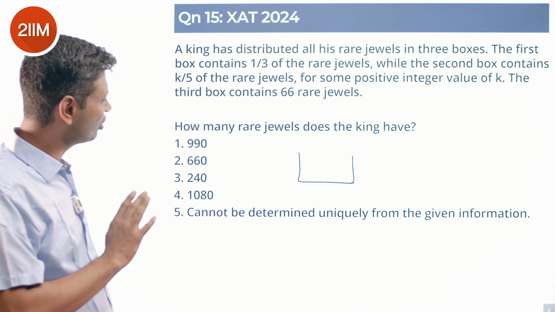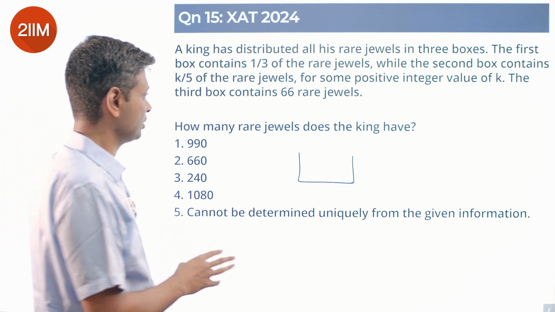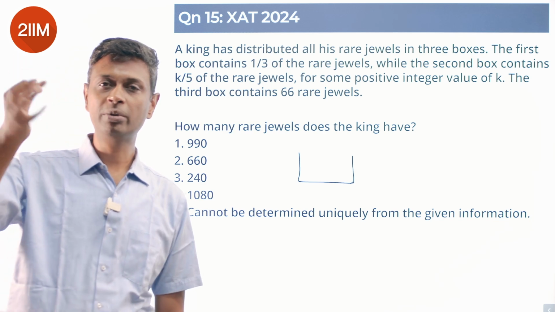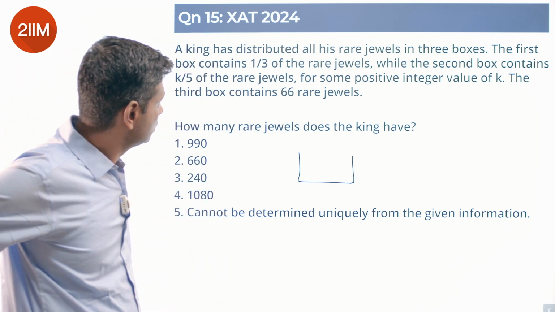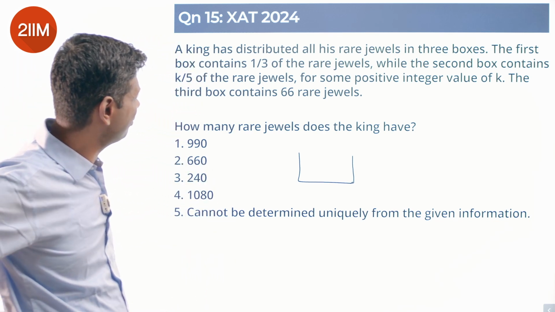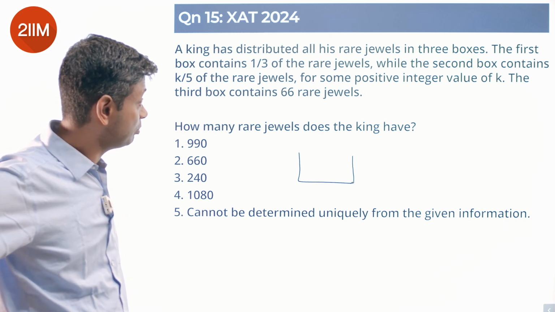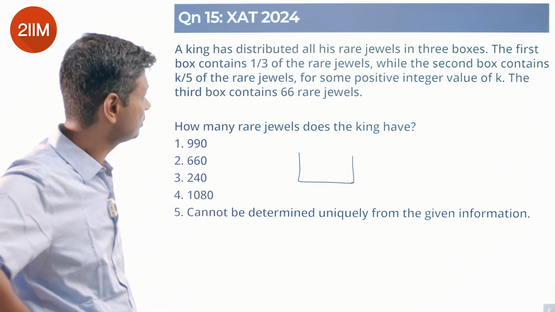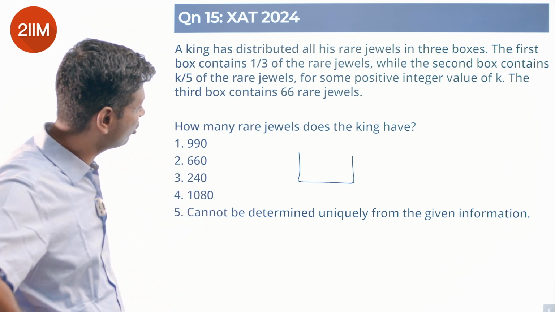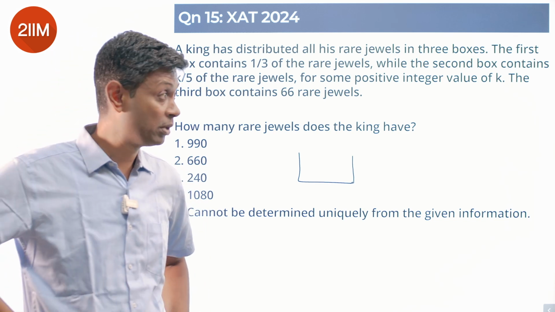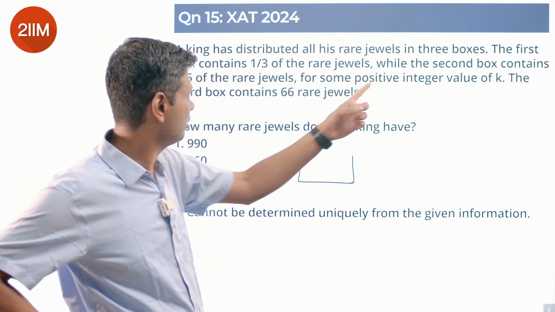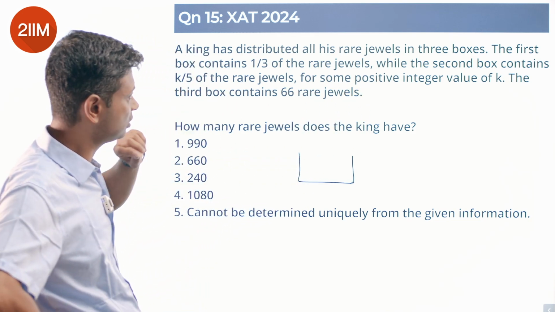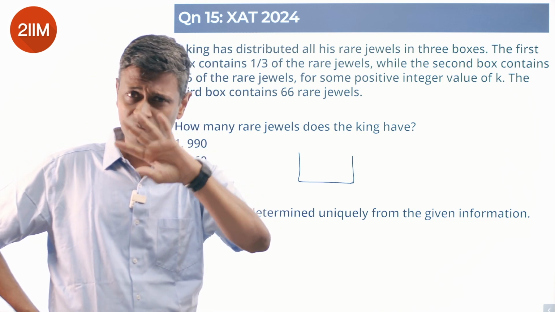The third box contains 66 rare jewels. The first box has 1/3 of the rare jewels, so the number of rare jewels should be a multiple of 3. The second box contains k by 5 of the rare jewels for some positive integer value of k. It could be 1/5, 2/5, 3/5, 4/5, whatever that is. The total number of rare jewels should be a multiple of 3 and 5.